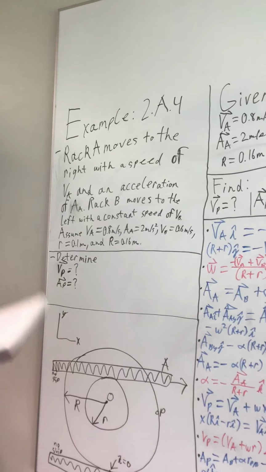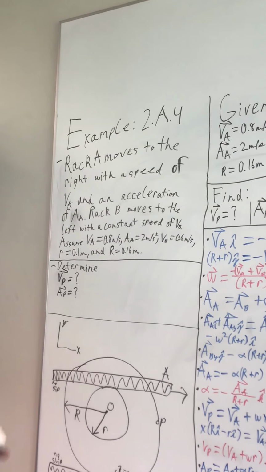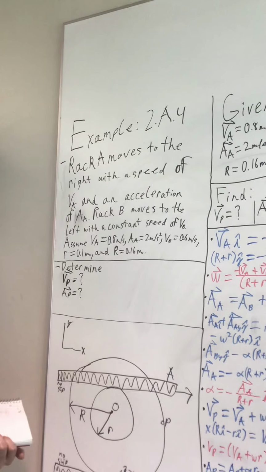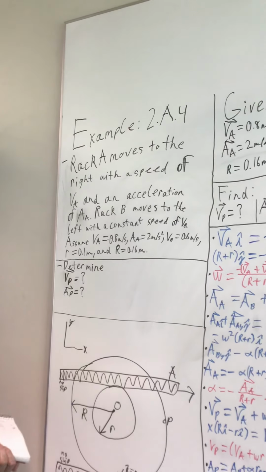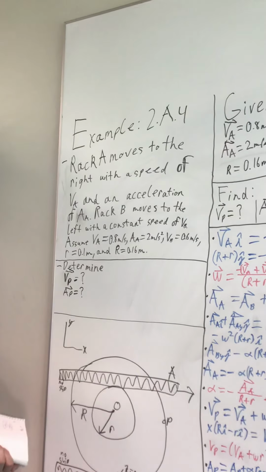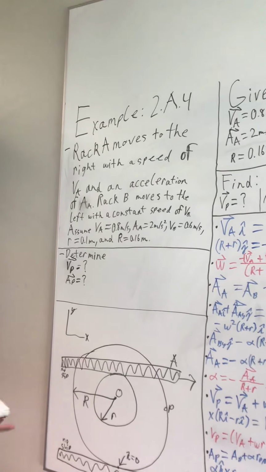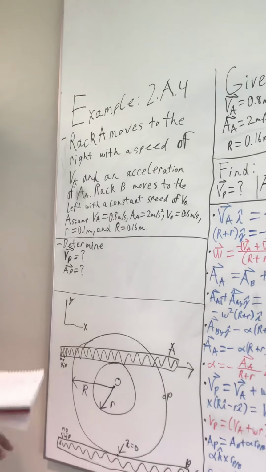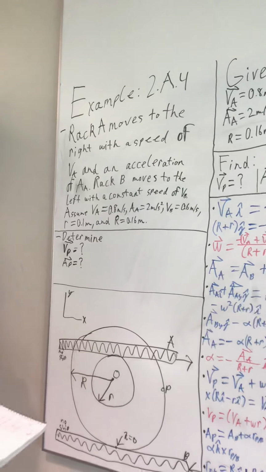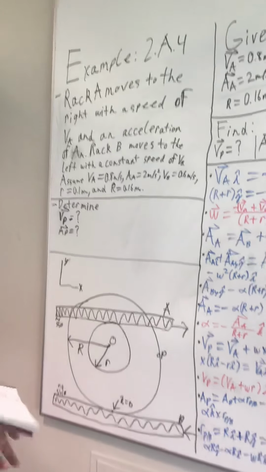Alright guys, so this is example problem 2.A.4. This problem basically states that we have two racks. Rack A moves to the right with this velocity and acceleration, while rack B moves to the left at a constant velocity. Also, between the two racks and the gear, there is no slip. That'll be important to know later on.